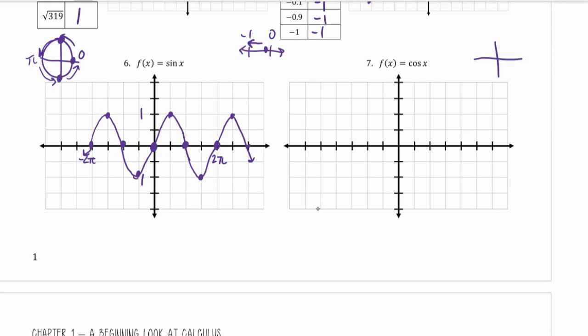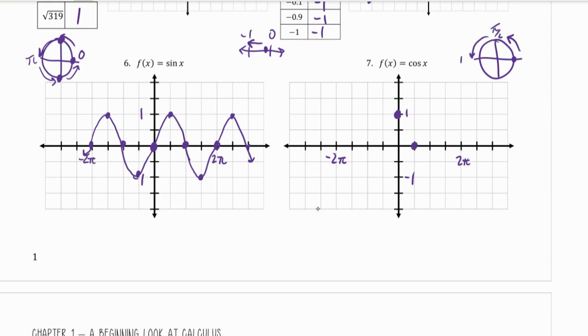Cosine, likewise. Cosine is the x-coordinate. So starting at 0 radians and moving clockwise. So 2 pi, 1, negative 1, negative 2 pi. If I start at 0 radians, my x-coordinate is 1. Going up to pi over 2, my x-coordinate is 0.